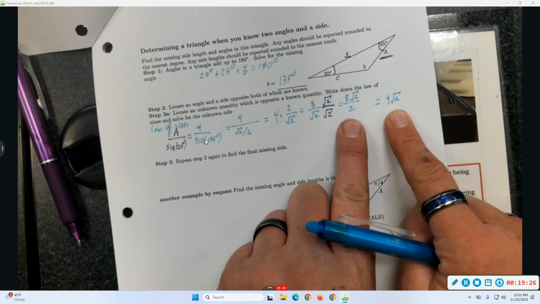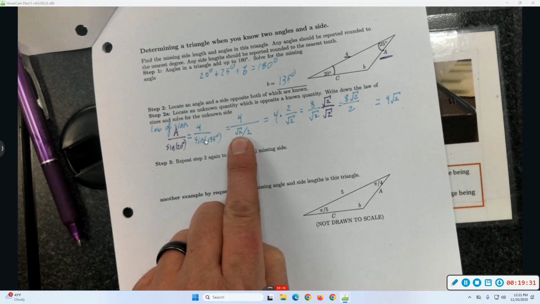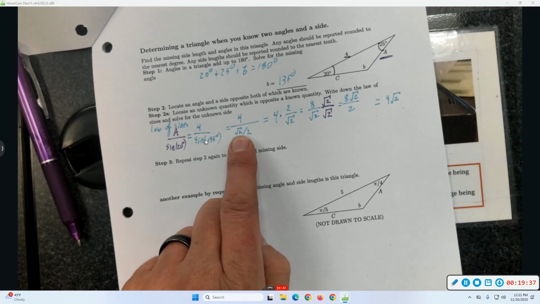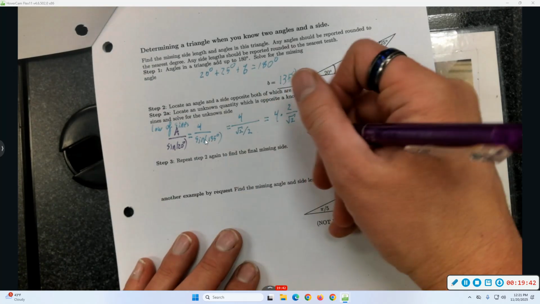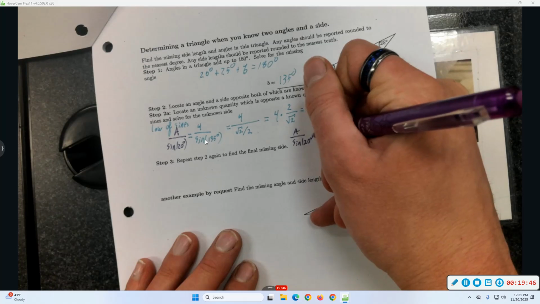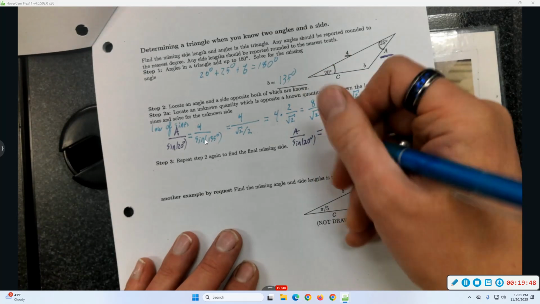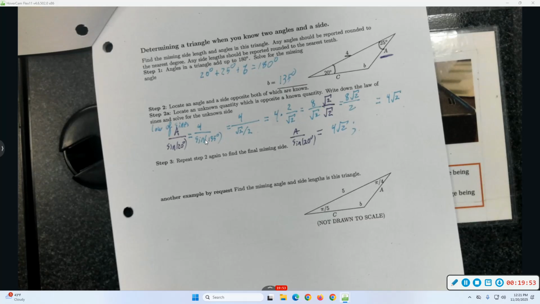Can't people maybe just recognize that root 2 over 2 is the same as 1 over root 2? You could have. It would have made things shorter. Anyway, that means we now have A divided by sine 20 degrees equals 4 root 2. The simplification was the hard step. The algebra is the easy step.